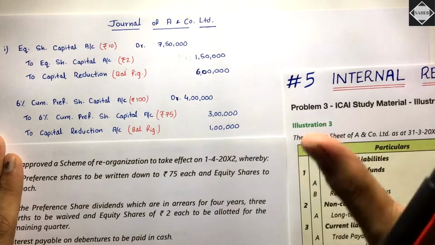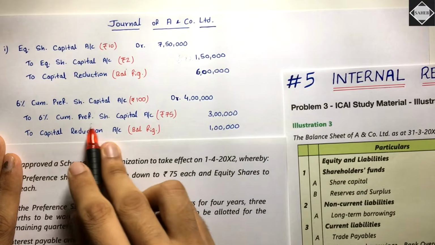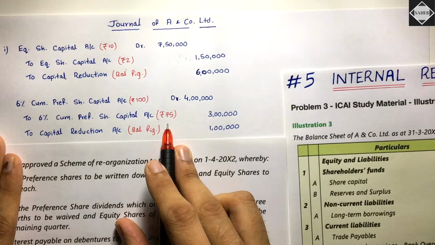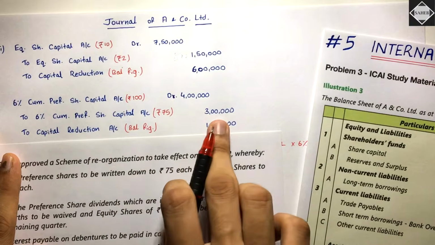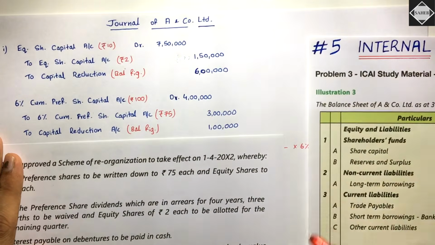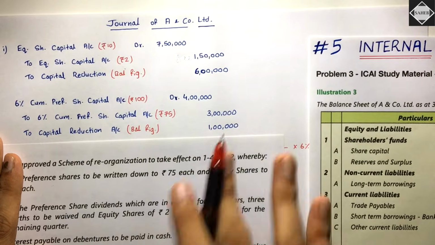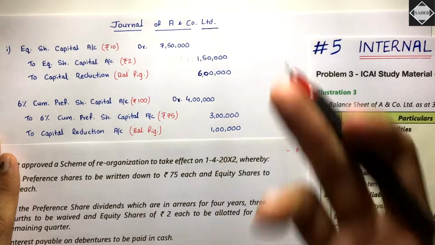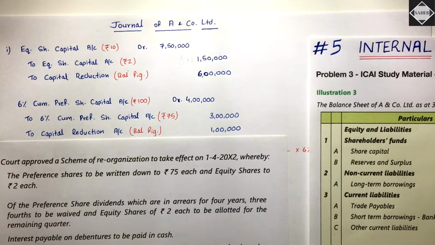4 lakh entirely, and then you will create the new capital by crediting 6% cumulative preference share capital, 75 face value. What was the number of shares? Number of preference shares? 4,000. So 4,000 into 75, that's equal to 3 lakhs. Simple, easy. Now the difference between these two, 4 lakh minus 3 lakh, that's equal to 1 lakh. Balancing figure, that will be capital reduction account. The gain will go to capital reduction. Simple as that. Fine. Then next, what do we have?